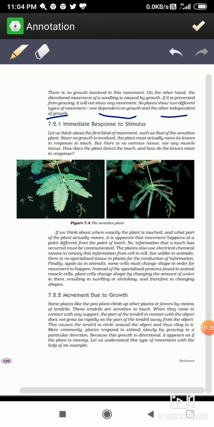And now we are going to discuss movement due to growth. As we all know, growth is a very important factor for any living organism, and plants also show growth. Plants also show movement due to growth. The most common example of movement due to growth in plants is tendrils.